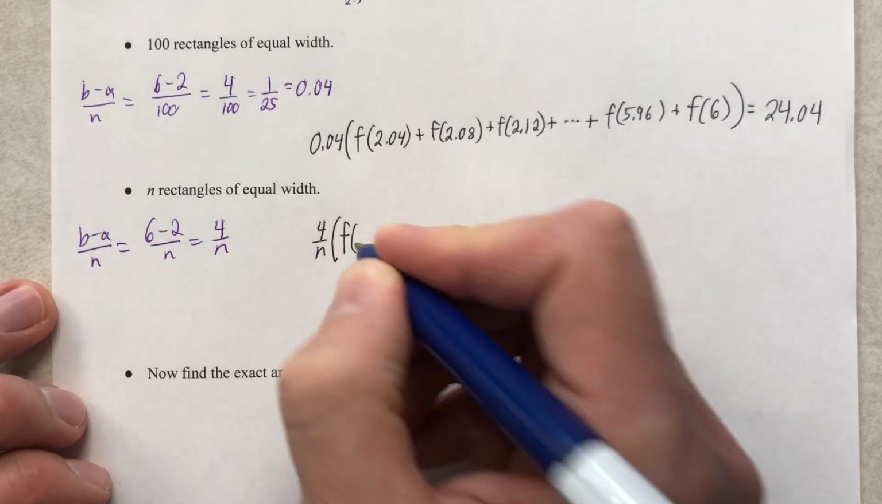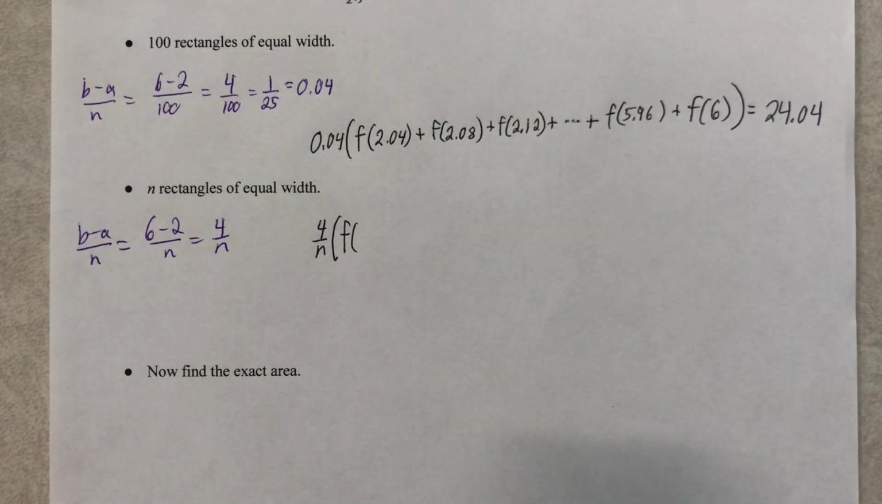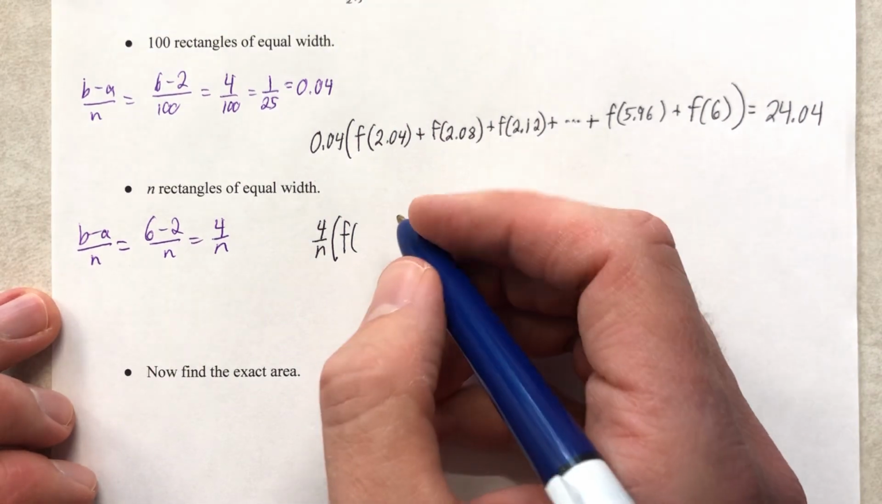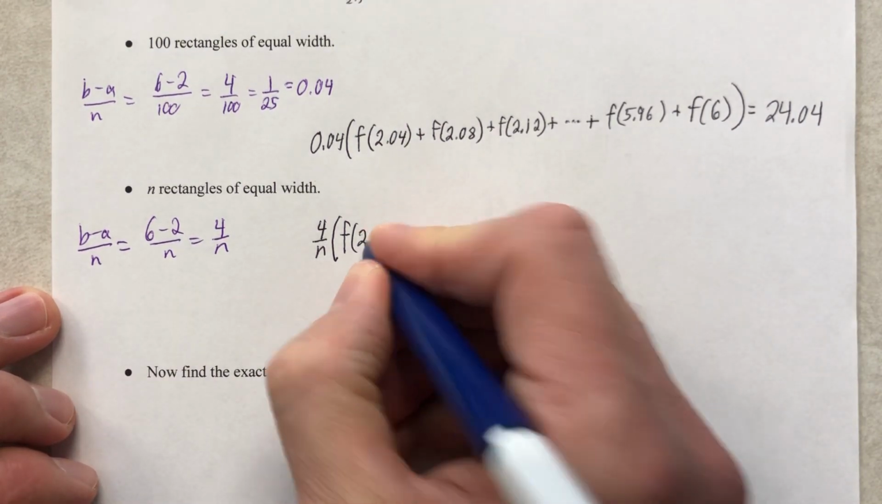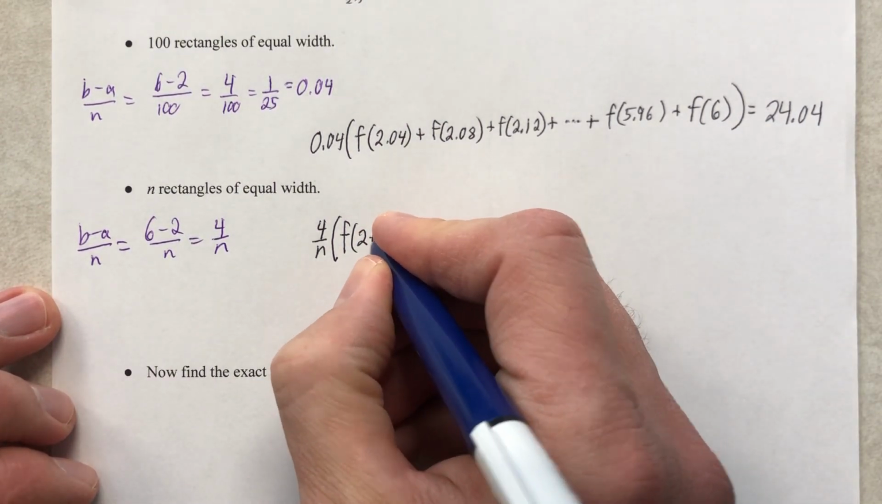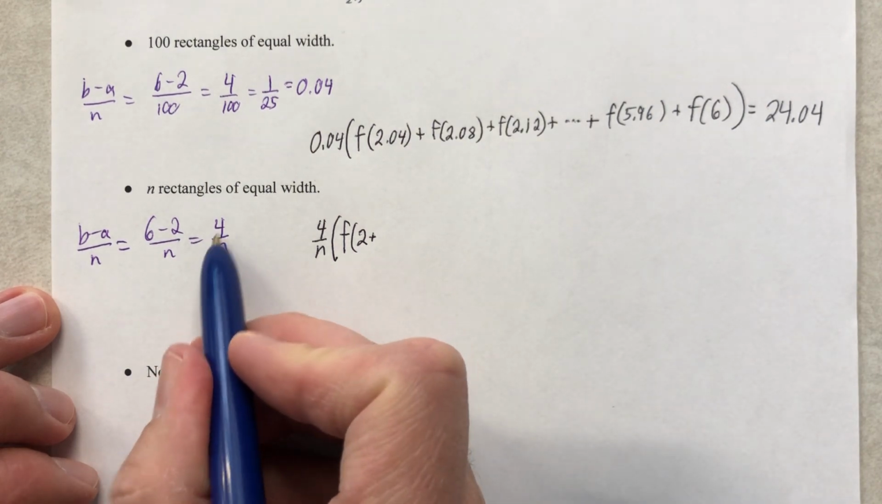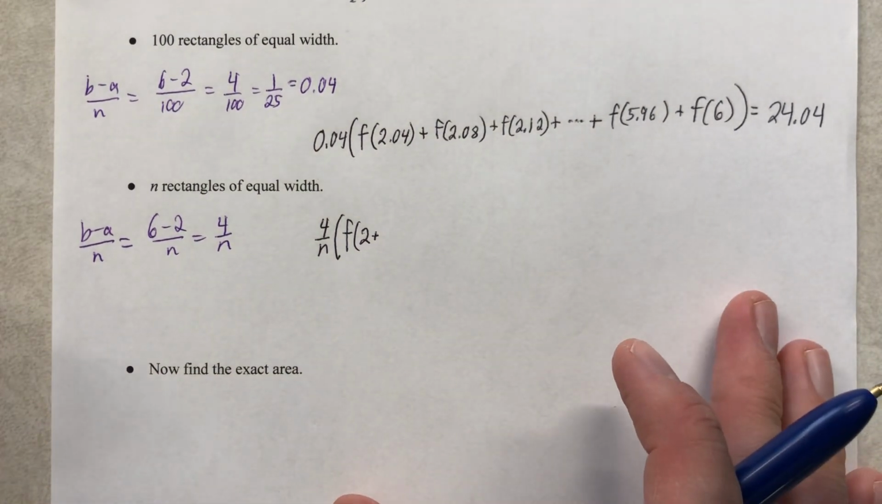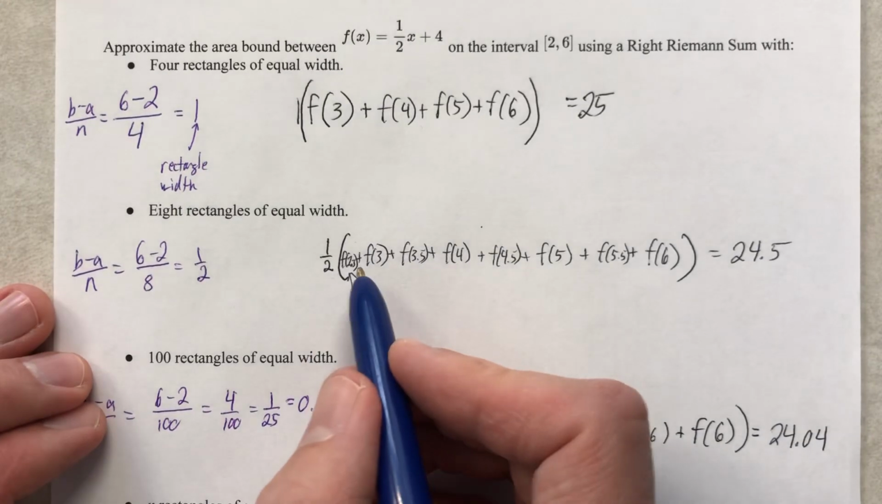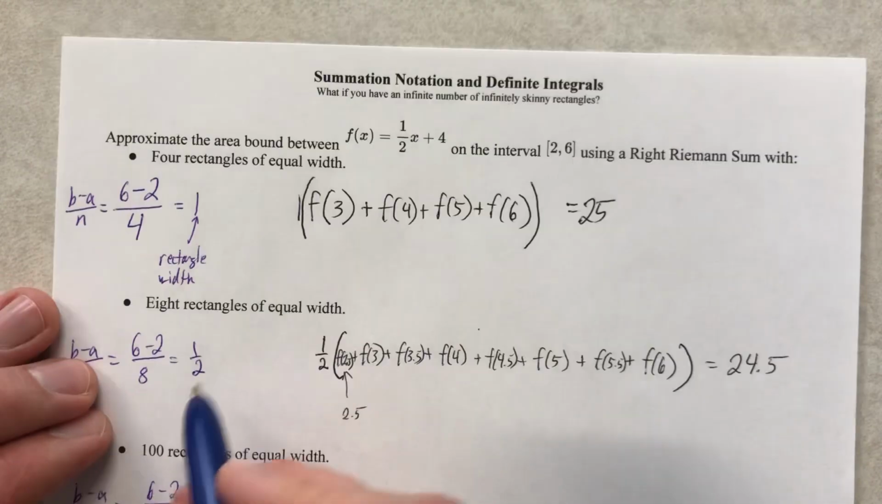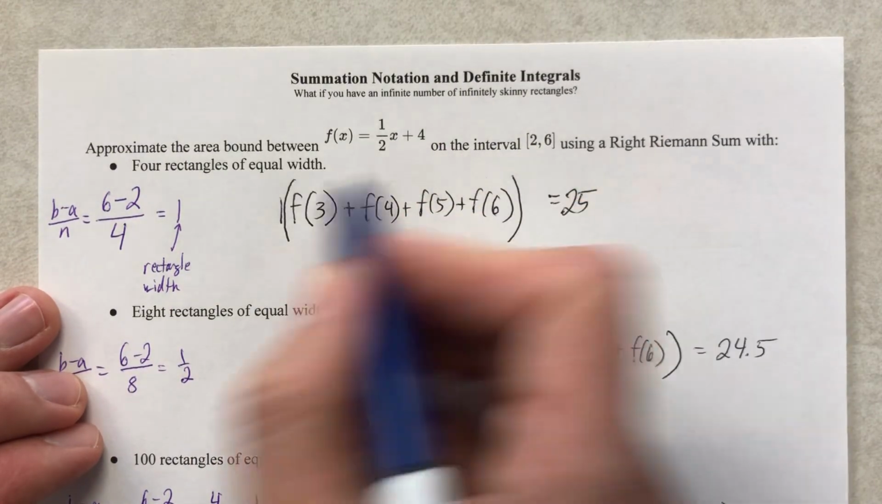All right. Our first rectangle that we draw with n rectangles is going to be, wait for it, 2, and then this much more. We've done that in every problem, whether we realized it or not. It was 2 plus 0.04, or 2 plus a half, or 2 plus 1.